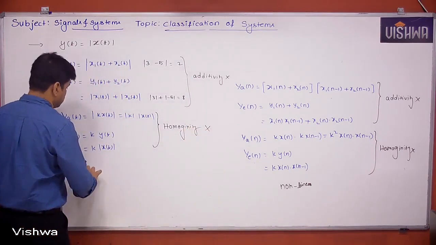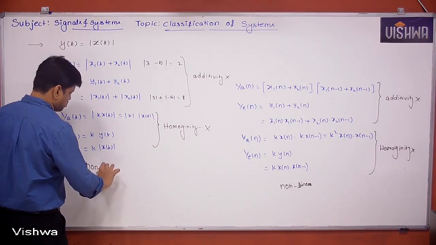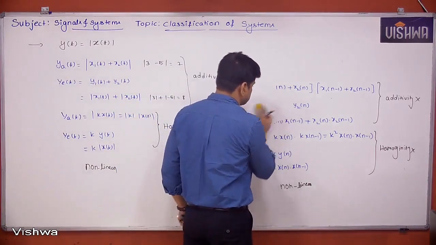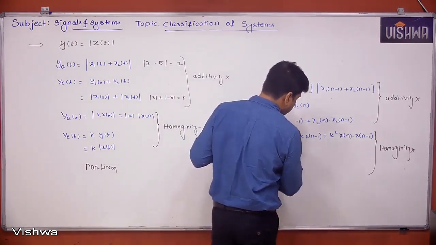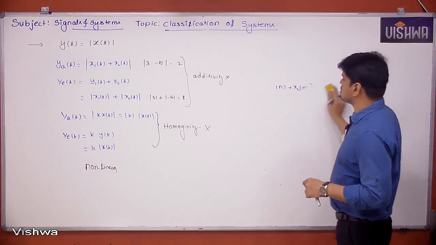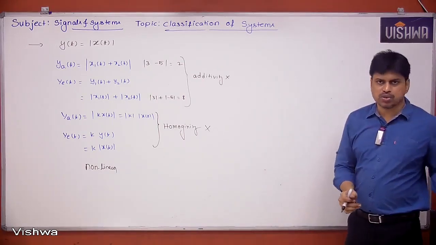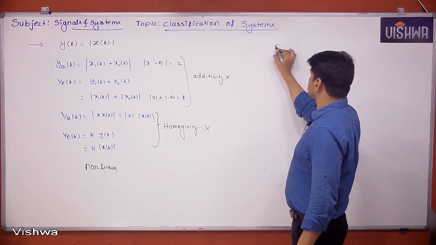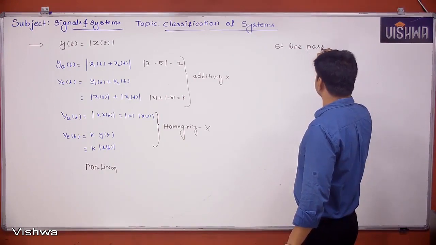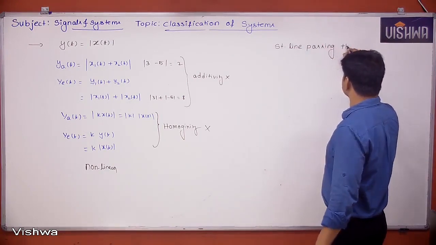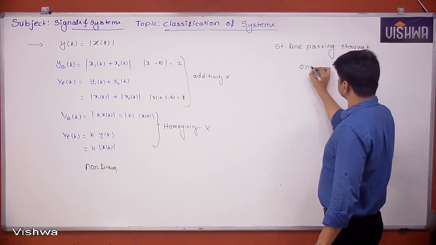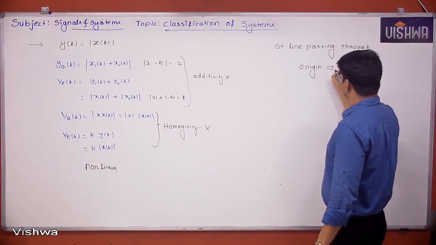So the system is non-linear. You have to remember: if it is a straight line passing through the origin, then we can say the system is linear.